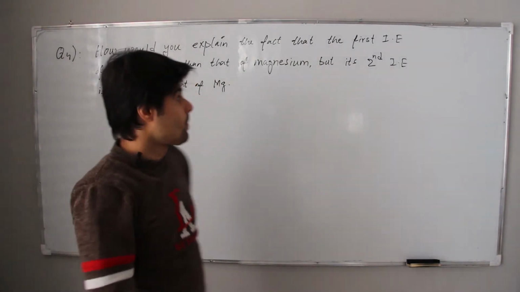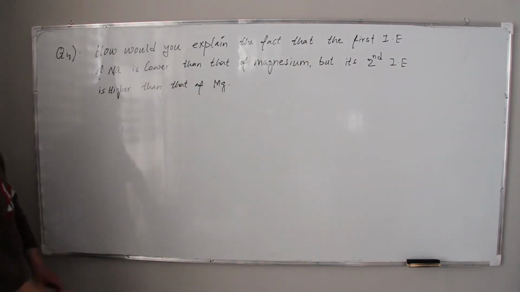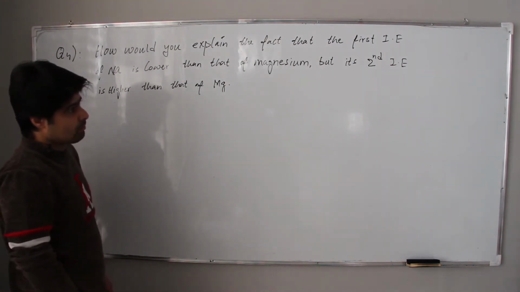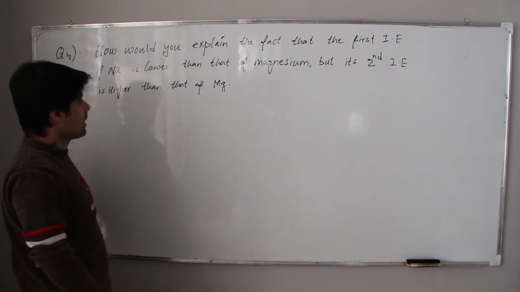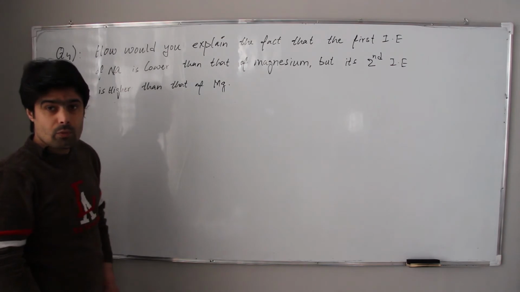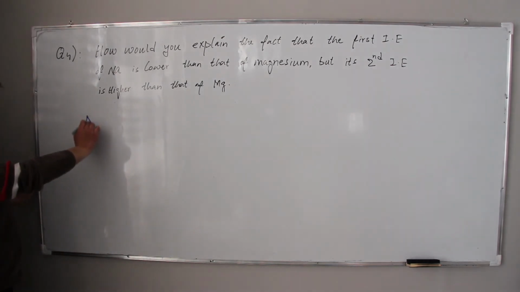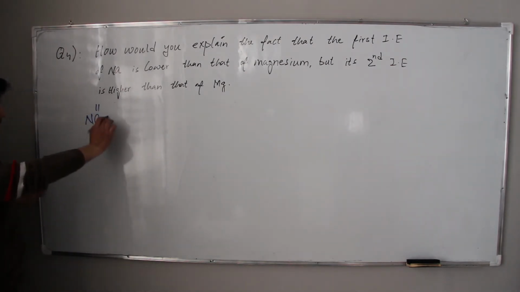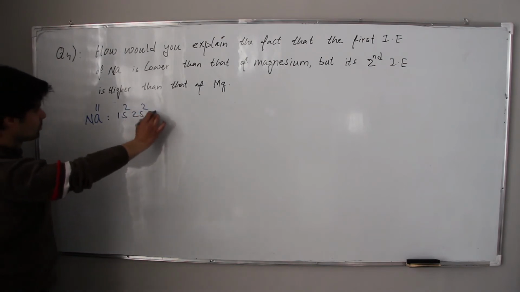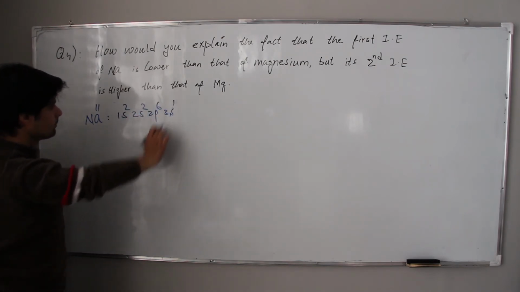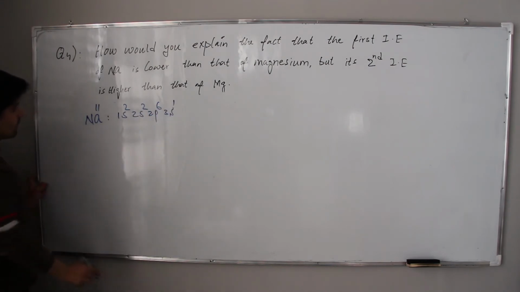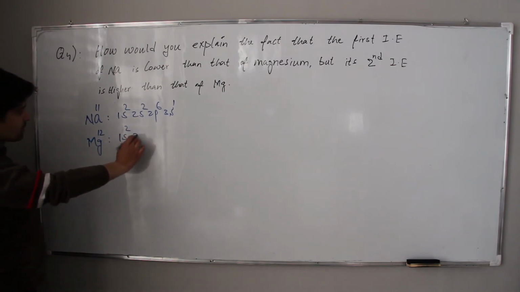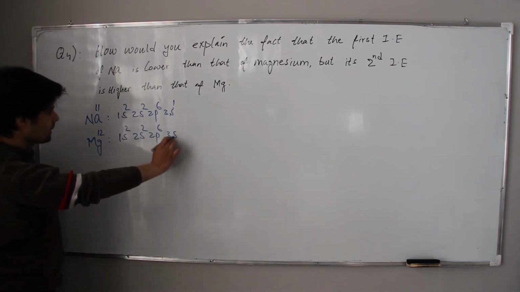Question number 4. How would you explain the fact that the first ionization enthalpy of sodium is lower than that of magnesium, but its second ionization enthalpy is higher than that of magnesium? What does it mean? If you consider sodium, it has 11 electrons and 11 protons. Now what's the electronic configuration? 1s2, 2s2, 2p6, 3s1. 2 plus 2 is 4, plus 6 is 10, 11. Now magnesium has 12 electrons. Electronic configuration: 1s2, 2s2, 2p6 and 3s2.